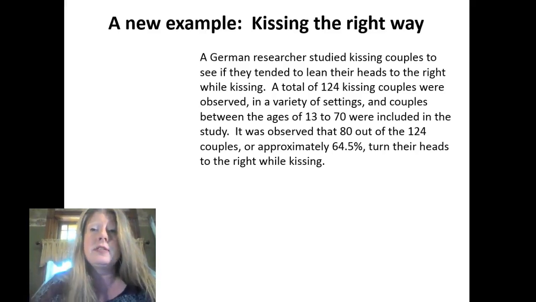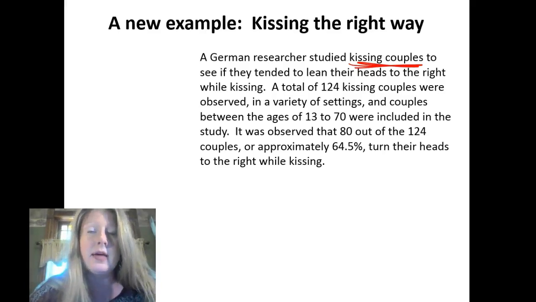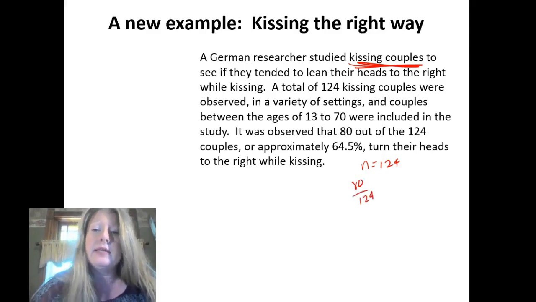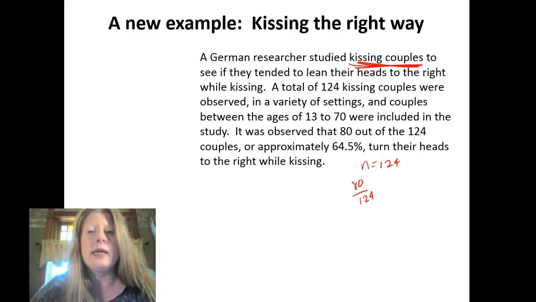A German researcher studied kissing couples, so the individuals here would be couples, not one person, to see if they tended to lean their heads to the right. A total of 124 kissing couples, so n equals 124, were tested in a variety of settings. It was observed that 80 out of 124, or approximately 64.5%, turned their heads to the right while kissing.